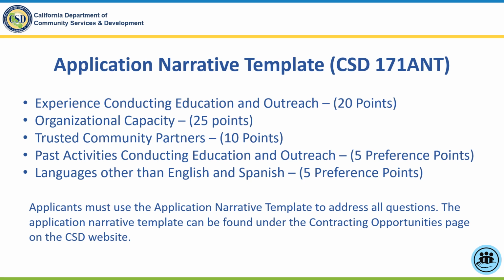at 25 points, trusted community partners, valued at 10 points, past activities conducting education and outreach, valued at 5 preference points, and languages other than English and Spanish, also valued at 5 preference points. Next, we will be discussing each section of the application narrative template.